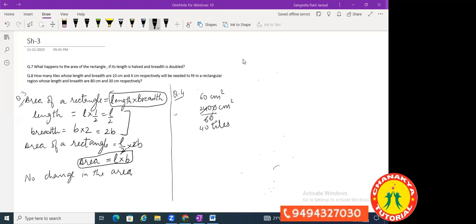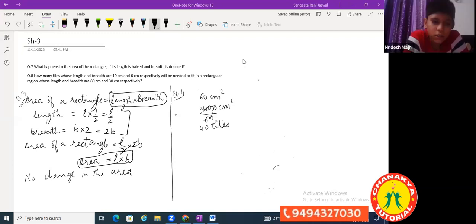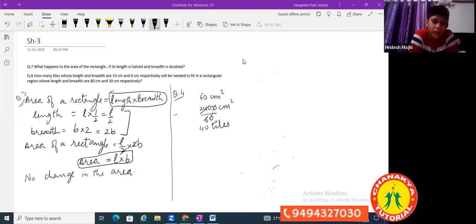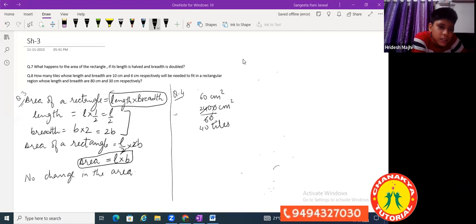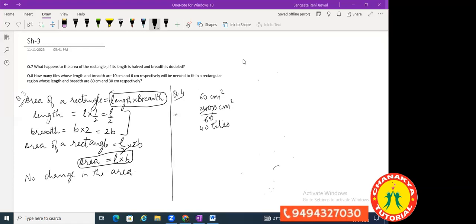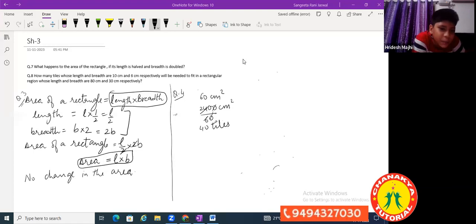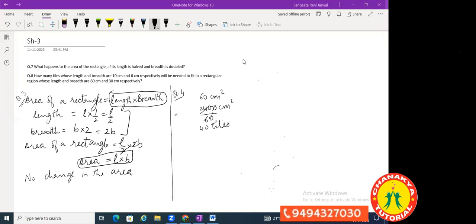Yes, ma'am. Hriday, you were saying? Teacher, I understood, Rishit explained to me that after we multiply L by 2 and 2B, the area will not change. The eighth question tells us how many tiles whose length and breadth are 10 centimeter and 6 centimeter respectively will be needed to fit a rectangular region whose length and breadth are 80 centimeter and 30 centimeter respectively. Can you explain me this question, ma'am?